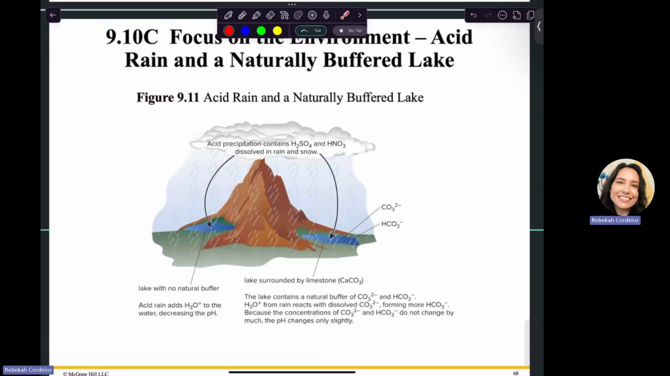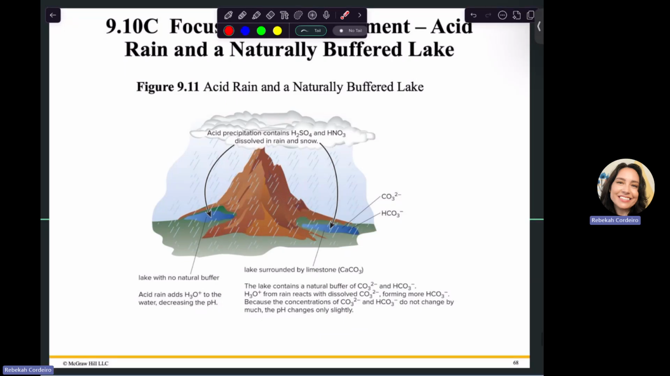So how do buffers work in nature? One thing is that a lake surrounded by limestone, calcium carbonate, has a natural buffer in it. Acid rain or acid precipitation contains nitric acid and sulfuric acid. If you have a lake that doesn't have any limestone around it, it's not going to have a natural buffer, and it will decrease the pH of the lake when it rains. If it has a natural buffer of limestone, then the pH will not change very much. So it depends on what's around the lake, and lakes can be naturally buffered or not.